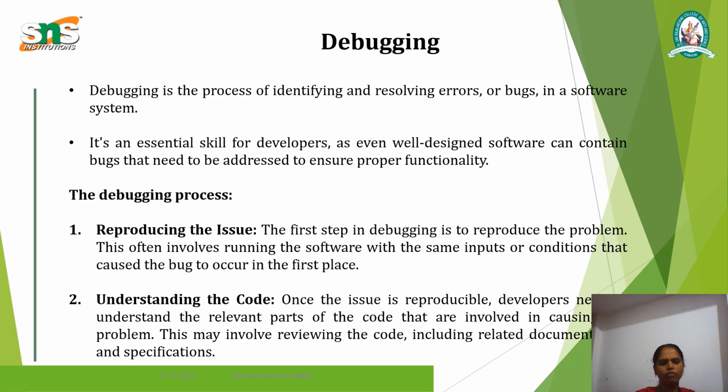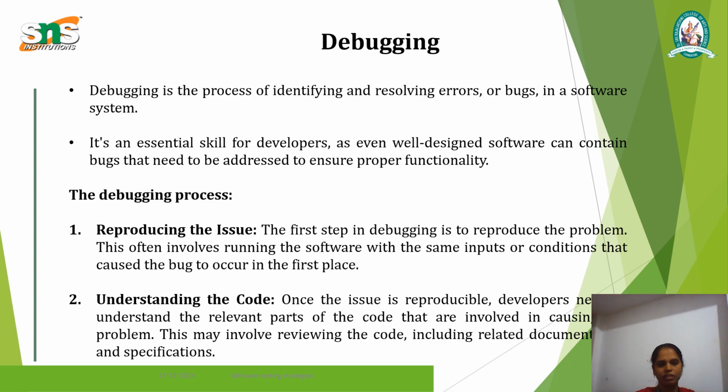So what is the meaning of debugging? Debugging is the process of identifying and resolving errors or bugs in a software system. For example, if you are preparing a program, first we check the debugging option. If it has any errors, that is called debugging. If we find any errors, we can resolve them, compile the program again, and run it.